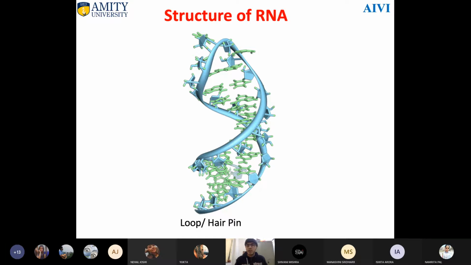But in many RNA viruses, RNA is also double-stranded. In a double-stranded RNA genome, the replication happens in a way that both strands are going to be transcribed or synthesized. That's why you have double-stranded RNA there.